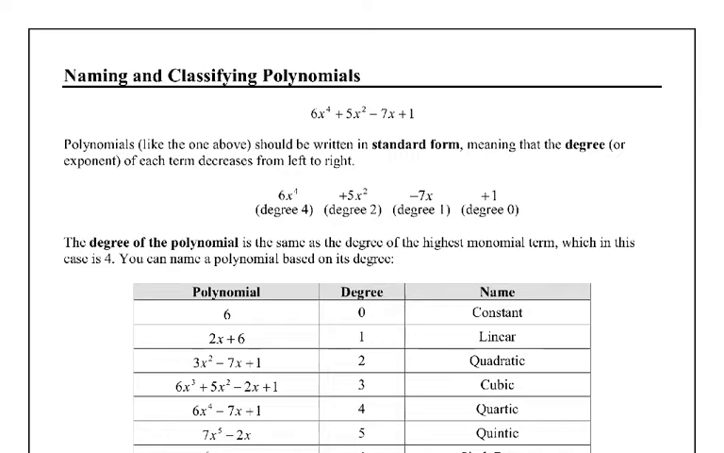But what we're going to look at now is naming and classifying polynomials by the degree. So the degree comes from the highest exponent, okay? So it comes from the highest monomial term. If you look at this example of 6x to the fourth plus 5x squared minus 7x plus 1, the first term here is 6x to the fourth. Then you have a degree of 2, a degree of 1, and then a degree of 0. Since 6x to the fourth is the highest degree, you're going to name it based on that term.